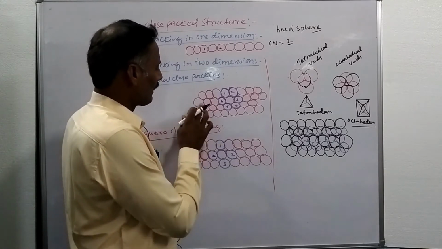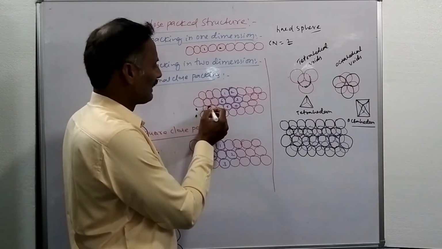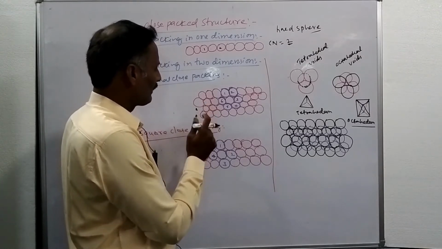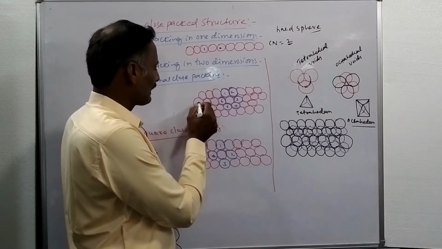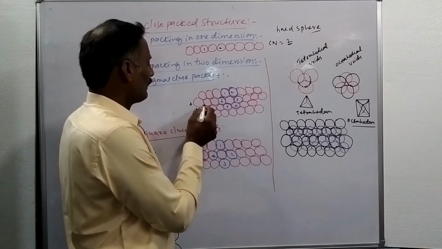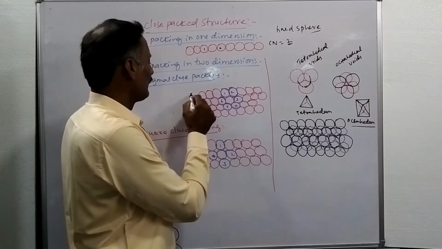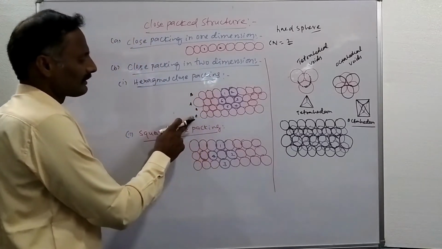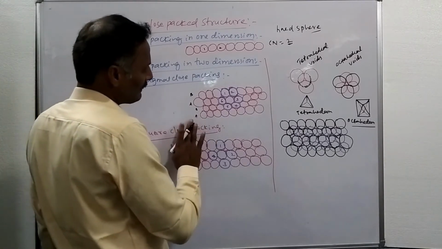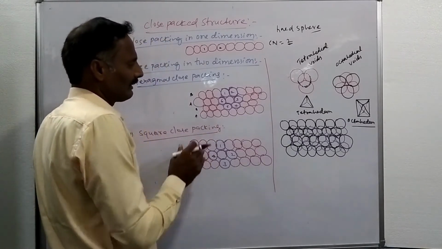Similarly, the third layer is placed in the depressions of the second layer. When the third layer is placed in the depressions of the second layer, the particles present in the third layer are exactly aligned with the first layer. That's why this is also called A type. Again, the fourth layer is placed on the depressions of the third layer, then you will get B type. This type of arrangement is called AB type. When the particles are arranged in AB type, then we get hexagonal closed packing.